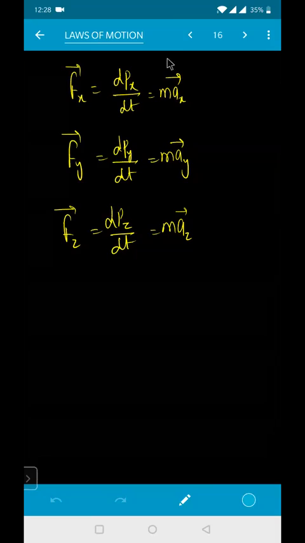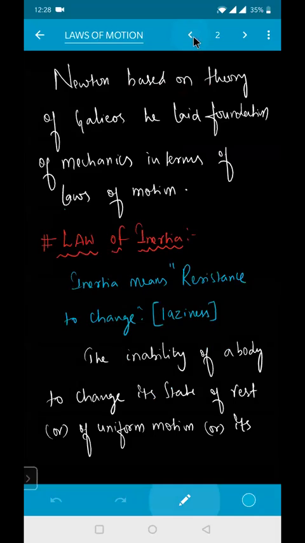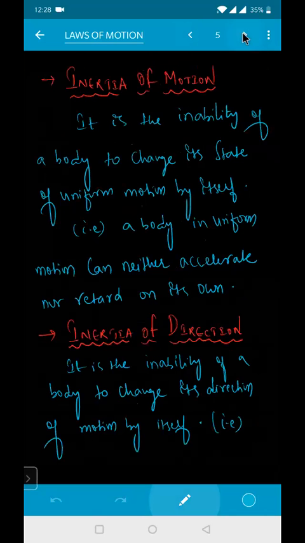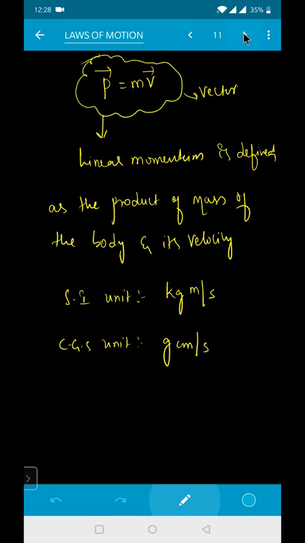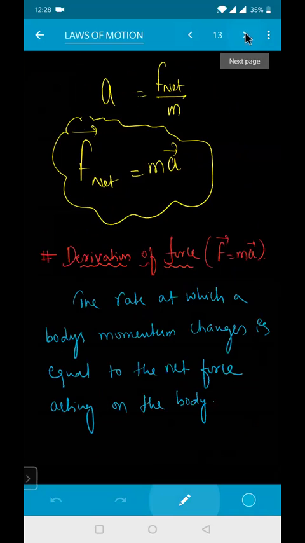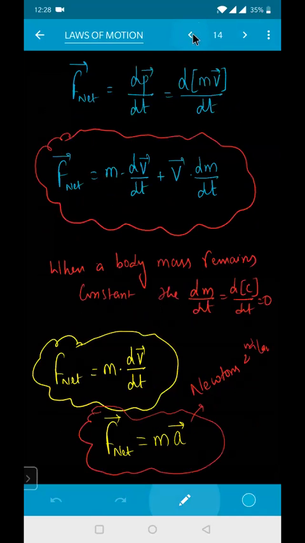So yesterday we had just started with Newton's laws of motion, and we have discussed the different types of terminologies in that one. We talked about inertia, different types of inertia. Then we talked about Newton's first law, second law, and the second law's application and derivation of force. So I hope everyone is clear with the derivation of the force.